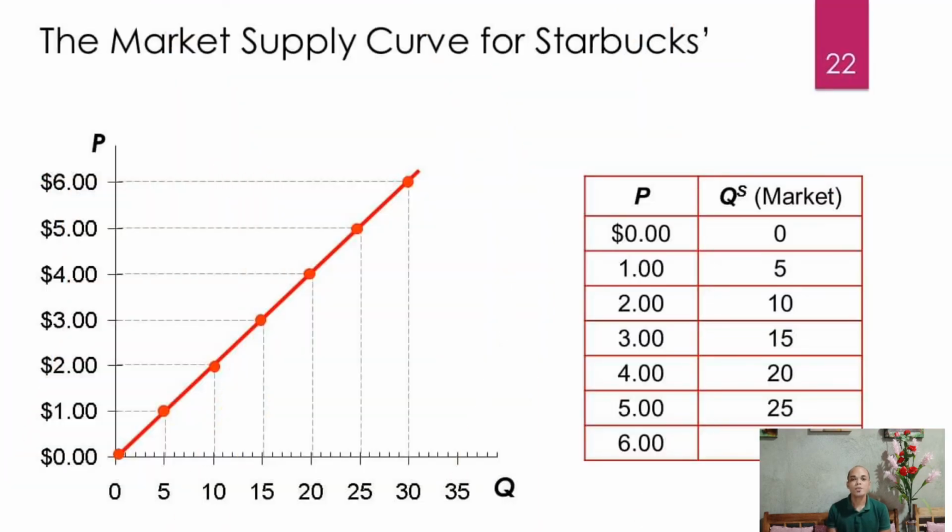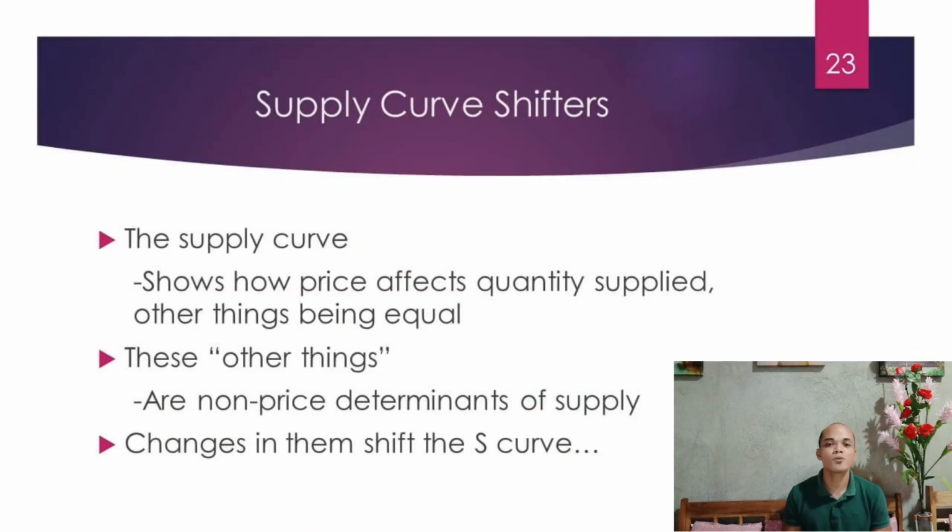After that, you need to have the market schedule. On the left side is the market supply curve, and on the right side is the market supply schedule, which is seen and observed to be aligned with the market supply schedule.